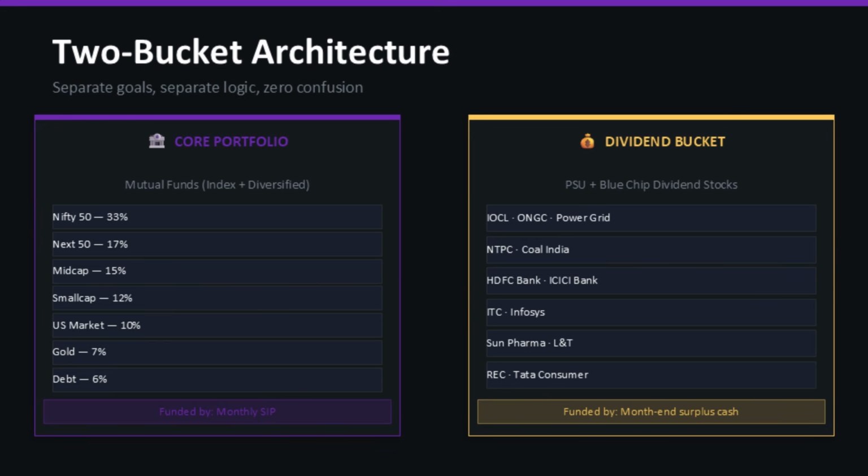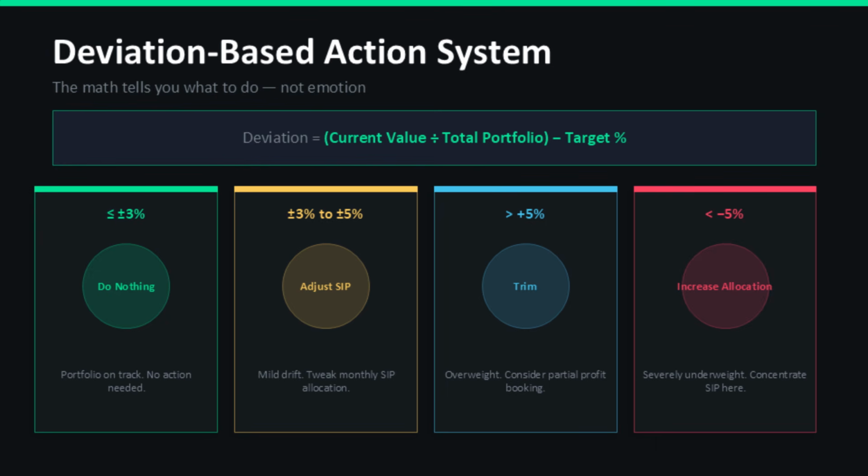The foundation is a 2-bucket structure. Bucket 1 is my core portfolio, 7 mutual funds covering large cap, mid cap, small cap, U.S. market, gold, and debt. Funded by monthly SIP. Bucket 2 is my dividend bucket, 13 PSU and blue chip stocks like IOCL, ONGC, NTPC, HDFC Bank, ITC, Infosys. Funded by month-end surplus cash. Separate buckets, separate logic.